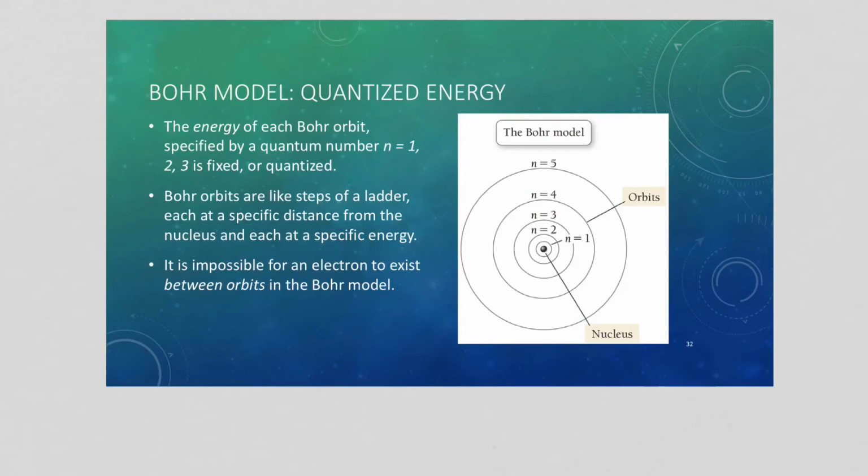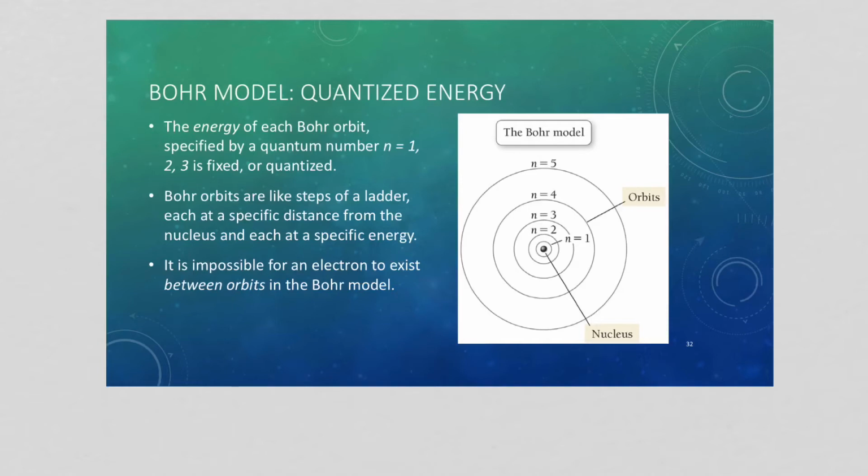Now, that's where we get into our first model of the atom to try to explain this behavior. And of course, we're going to look at the electrons, that's what these models are. And so this is the Bohr model. So one key idea here is the idea of quantized energy.